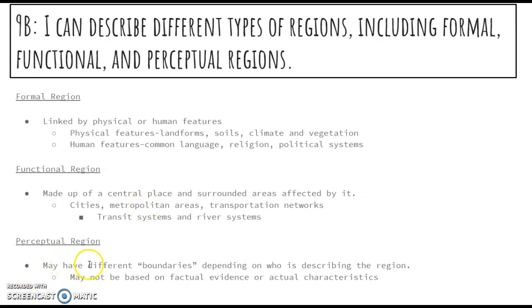A perceptual region may have different boundaries depending on who is describing the region. So this is a perception of what people see or think an area or a region is like, and this may not be based on factual evidence or actual characteristics.